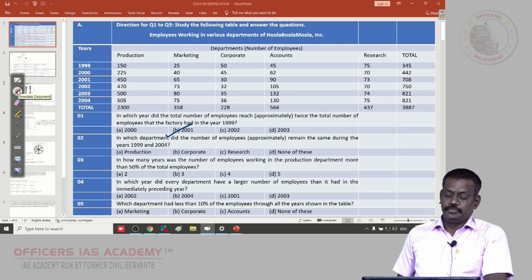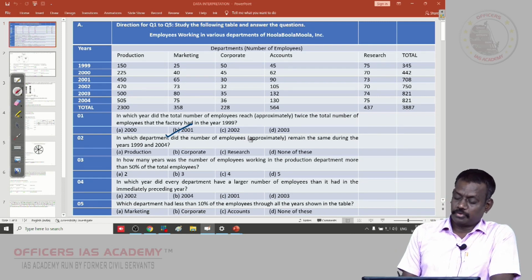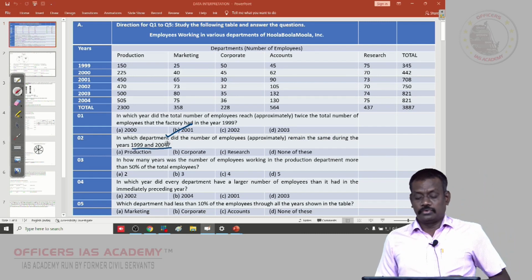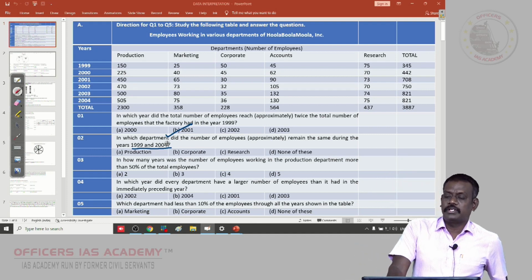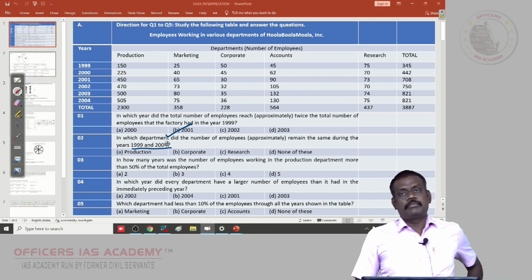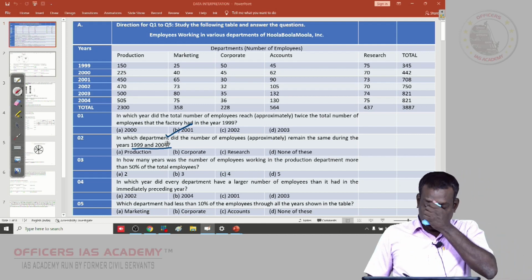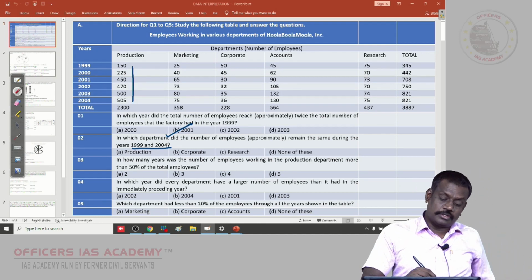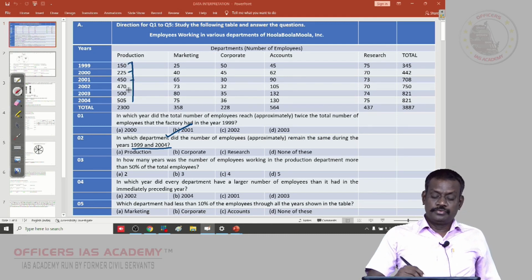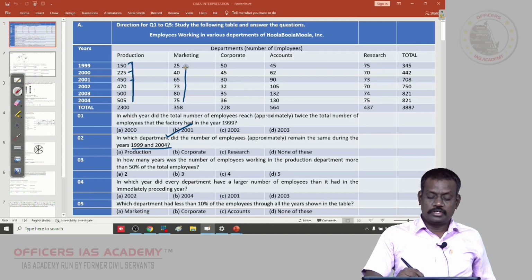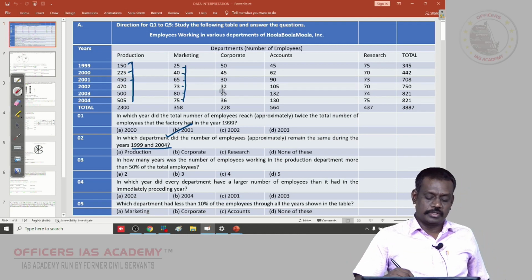Now the next question. In which department did the number of employees approximately remain the same during the year 1999 and 2004? I mean starting from 1999 till 2004, you are asked to find the department in which the number of employees remains almost the same. So if you look into production, there are differences, 150, 225, 450, there are variations. In marketing also again 25, 40, 65, 73, 80, 75, but it is somewhere closer. But anyhow we will check the other departments also.